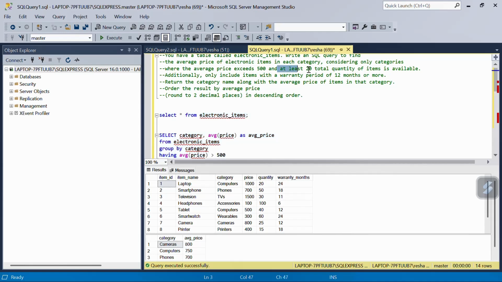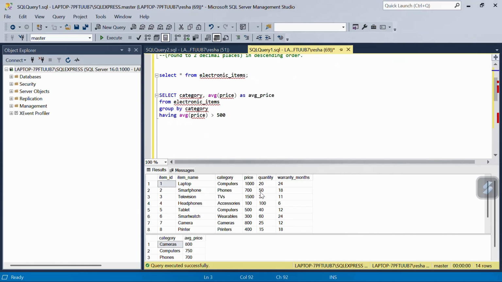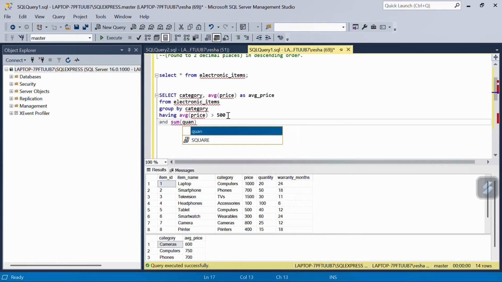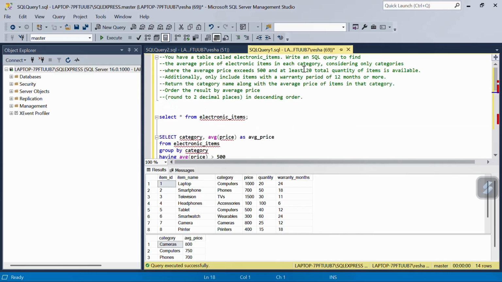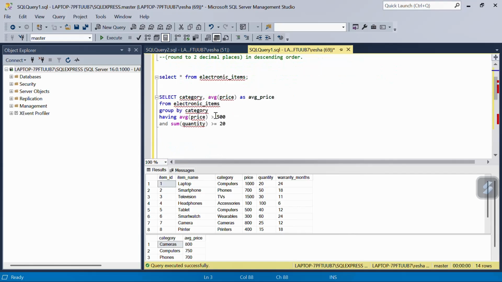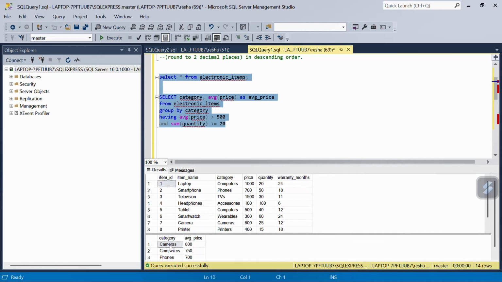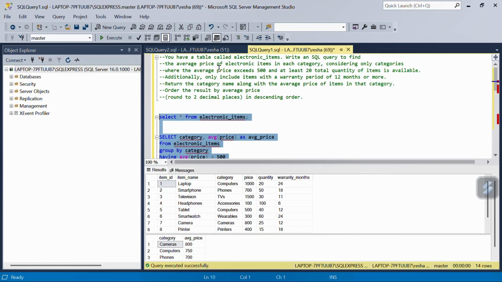And at least 20 quantity of items is available. If you see the quantity of items, this one, the quantity must be greater than or equal to 20. Let me run this. So these are the four categories. Let me move on to another condition.